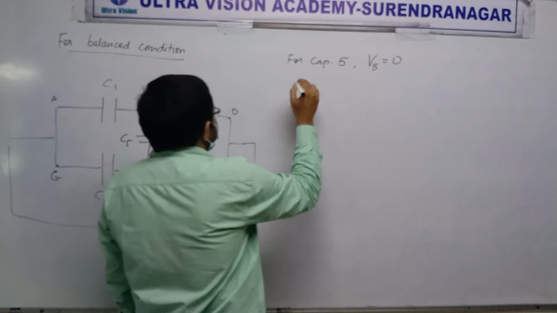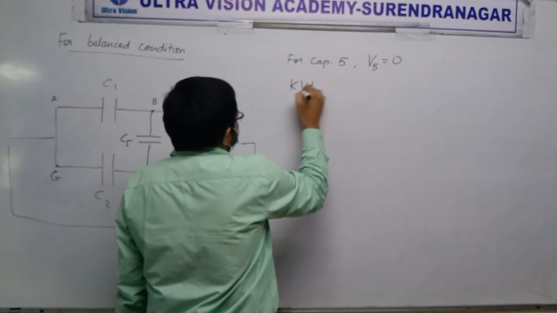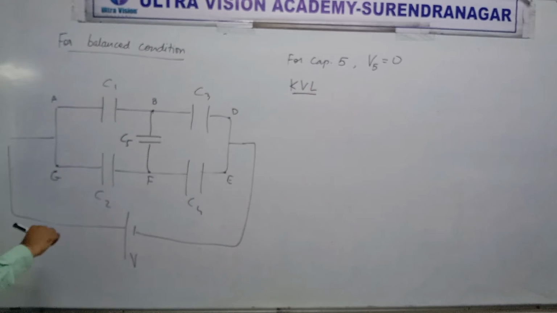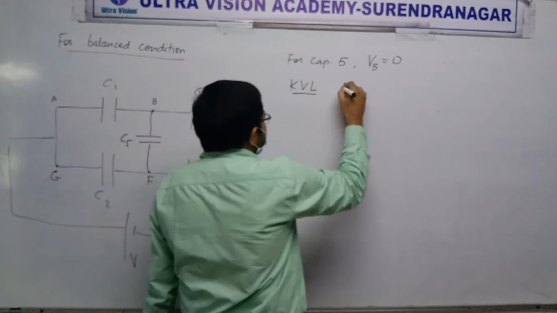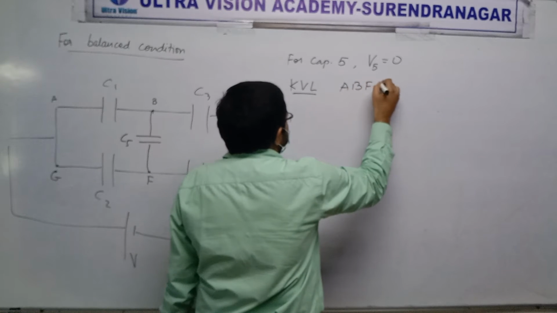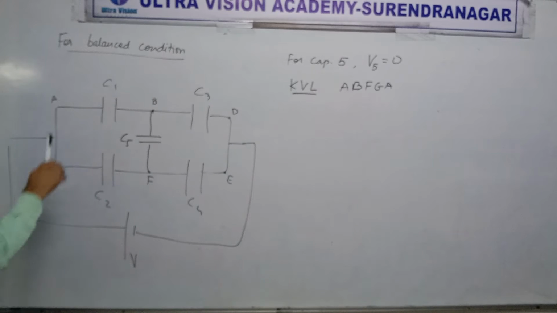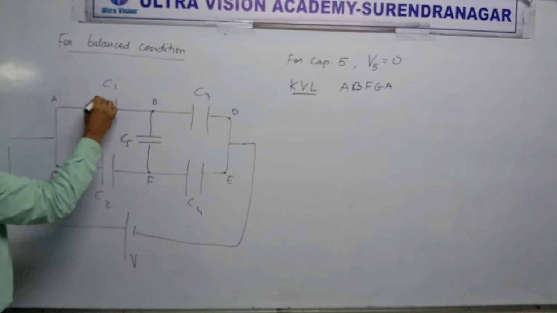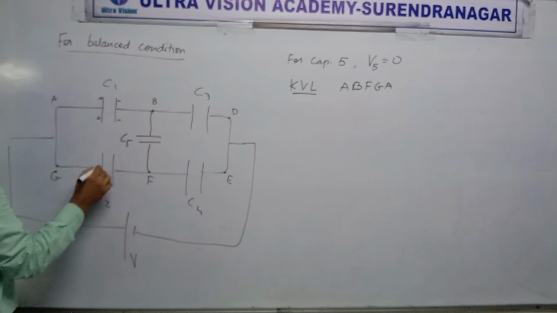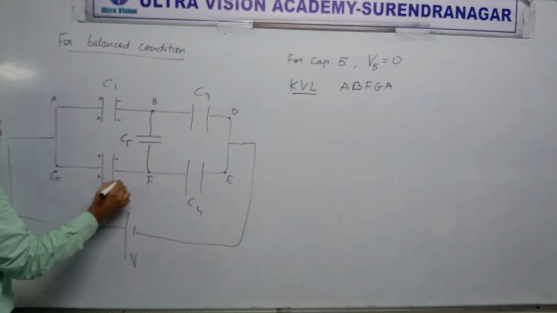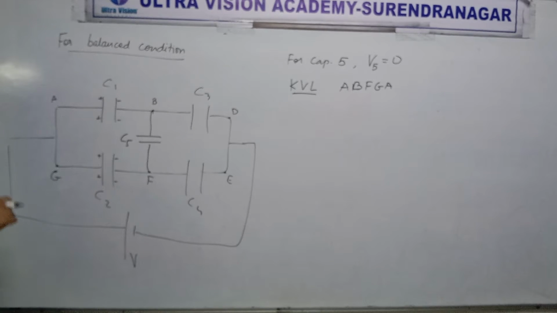So, if I use Kirchhoff voltage law for the loop A, B, F, G, A, do you see the loop? This side of the capacitor will be positive, that side will be negative. Same positive, opposite negative. Everything clear so far?